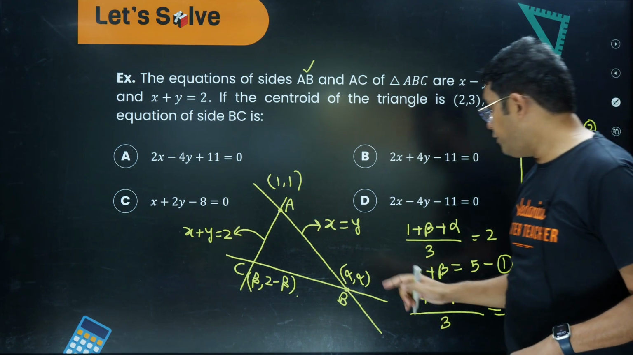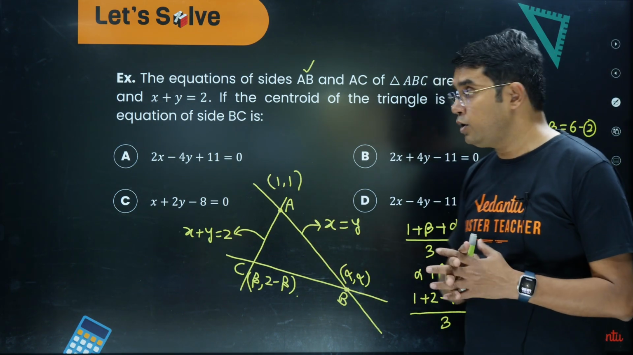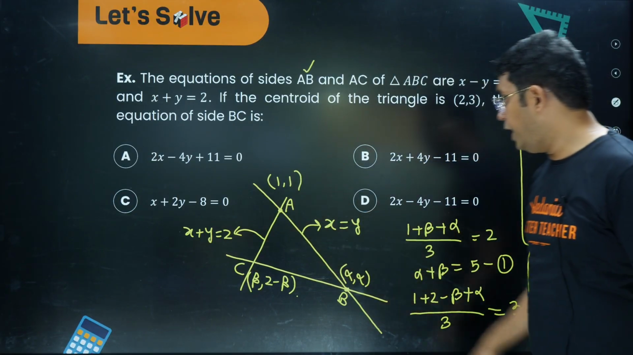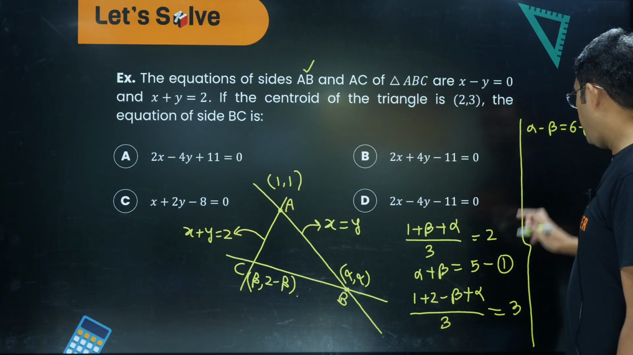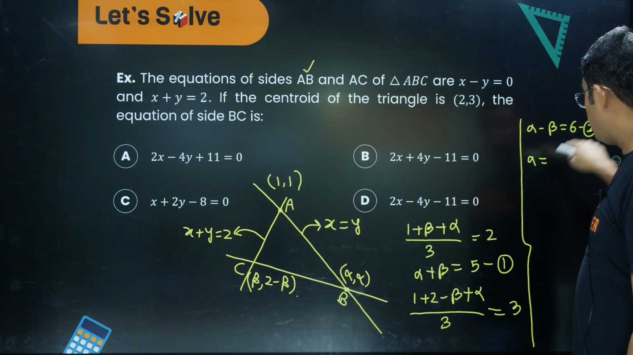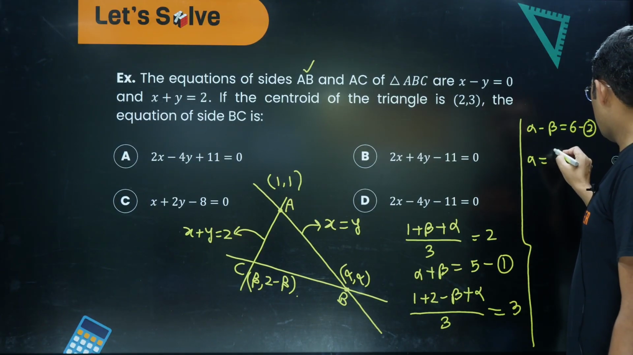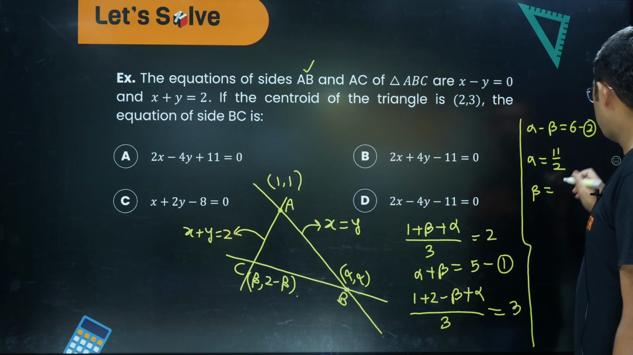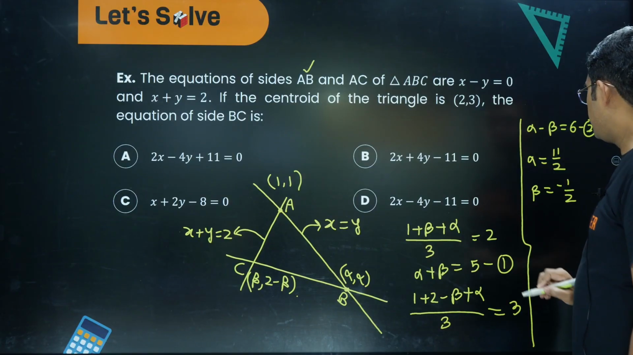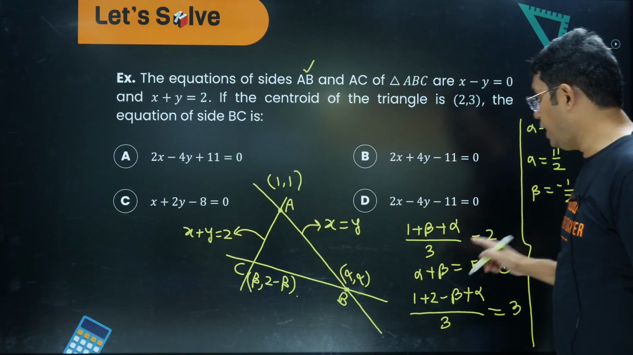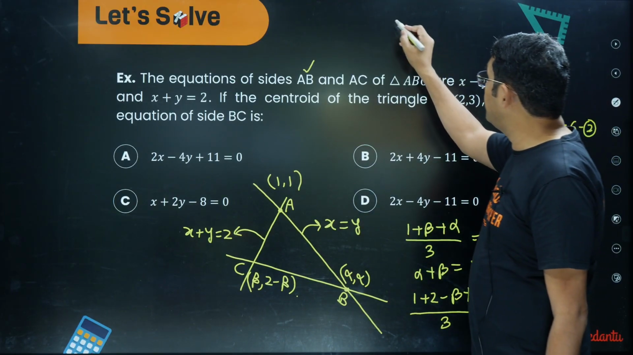So from that we can find alpha and beta, and once we know alpha and beta, the equation of line BC can be found. To find alpha and beta, I think the sum of these two equations will be 2 alpha, so alpha will be 11 by 2, and similarly for beta, just take the difference here, so minus 1 by 2. So alpha we know, beta we know. We can find the equation of this line. How can we find it? Let me use this space here.